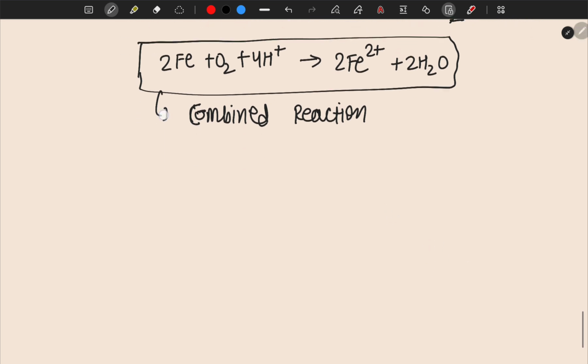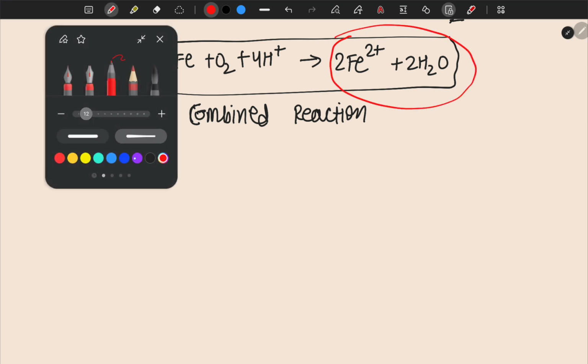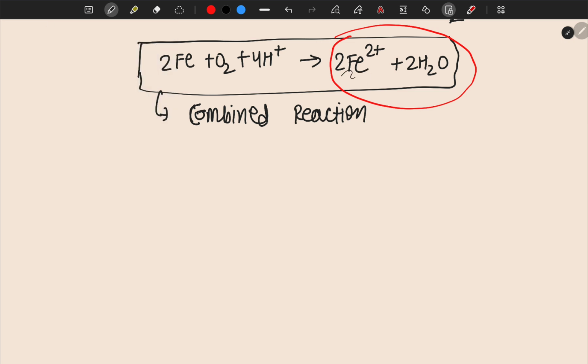So now we got this combined reaction, but if you look at it, this particular thing is still an unstable product, because Fe2+ is unstable. So it will further react with the oxygen that is present. So I can write 2Fe2+ plus 2H2O plus oxygen. It will give me something.